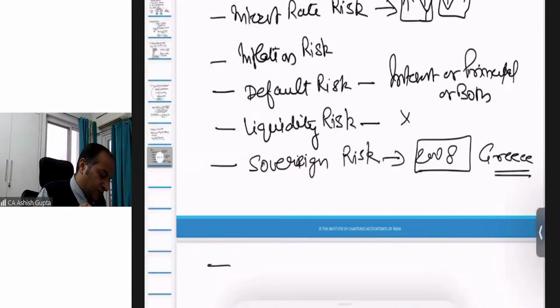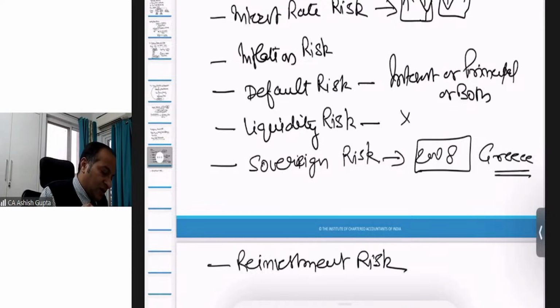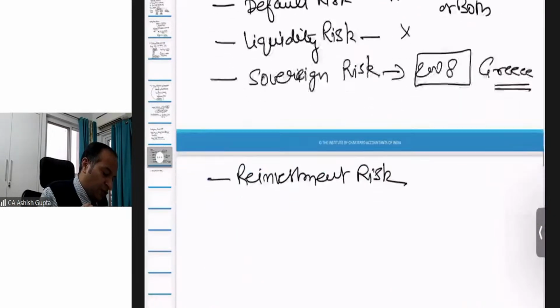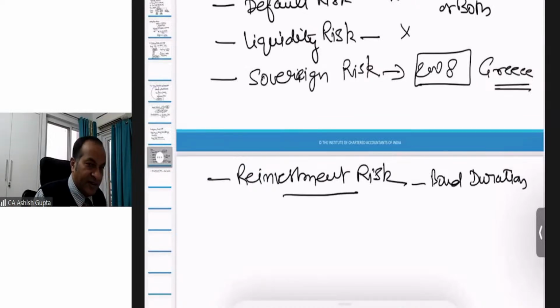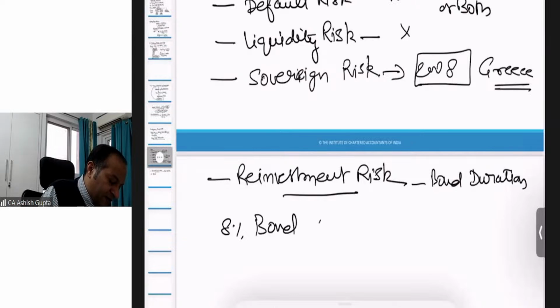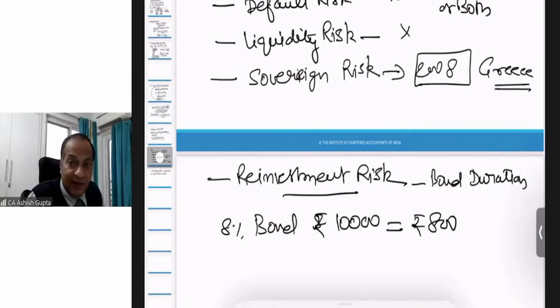Reinvestment rate is an important risk, because that will be used when I discuss the topic of bond duration. Reinvestment risk means, suppose I have purchased a bond of 8% of rupees 10,000. Of course, it means at the end of each year, I will get 800 rupees as my interest.